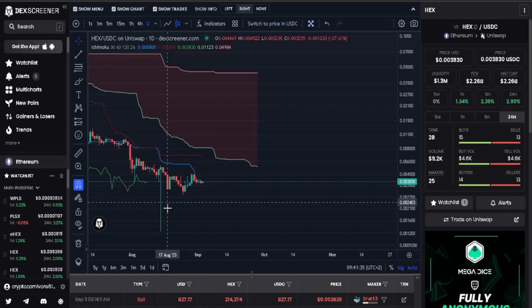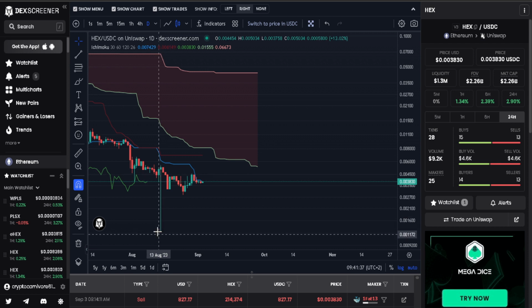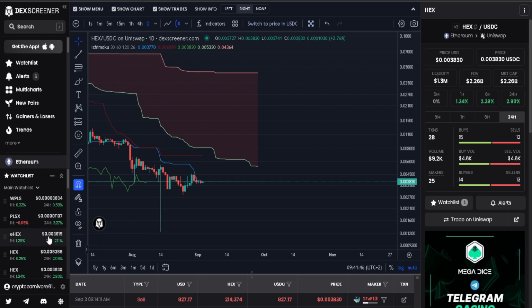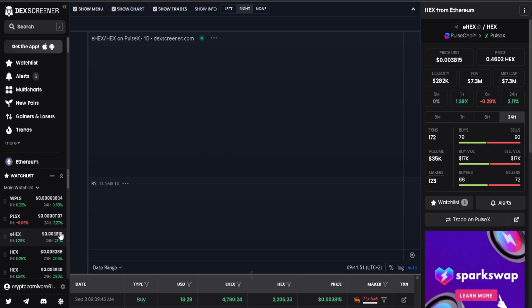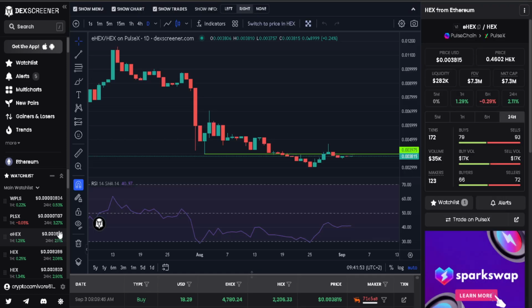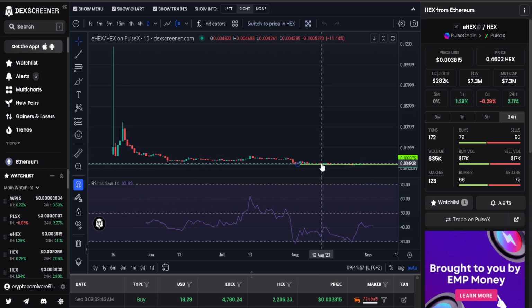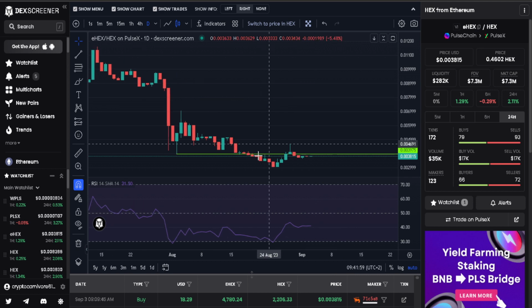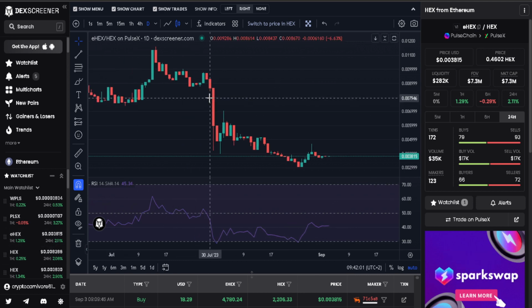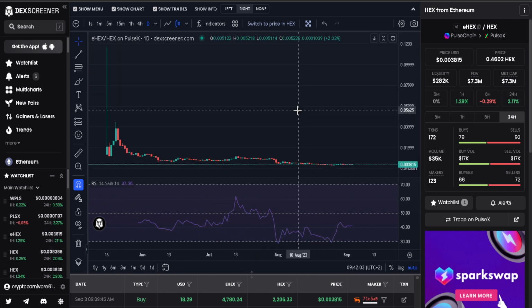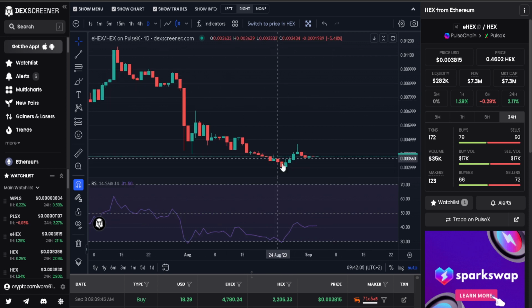Now I would discount this wick. I don't know if it's formed on all of the charts. It's a little concerning, this wick down here, when I looked at it the first time, but I never saw it really form. I mean, if we look at the eHEX chart on Pulsechain, it doesn't have that wick, right? This looks a lot like the rest of the ecosystem charts.